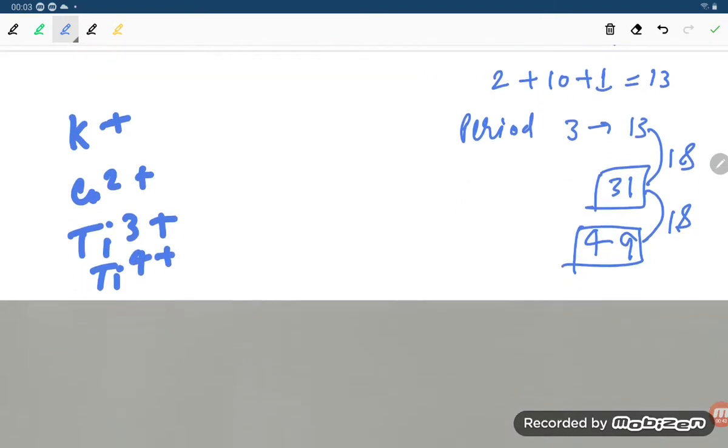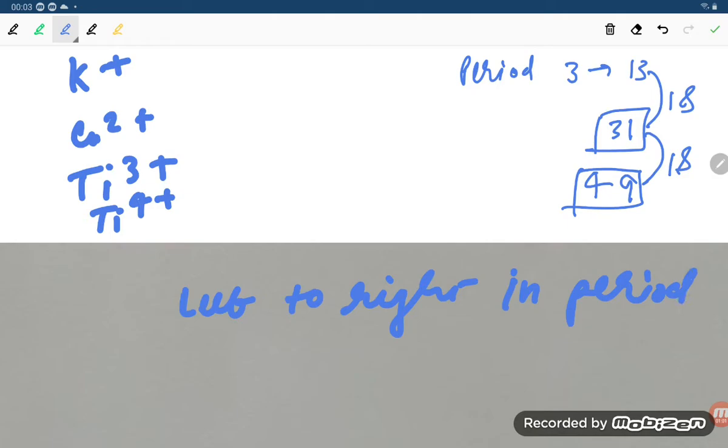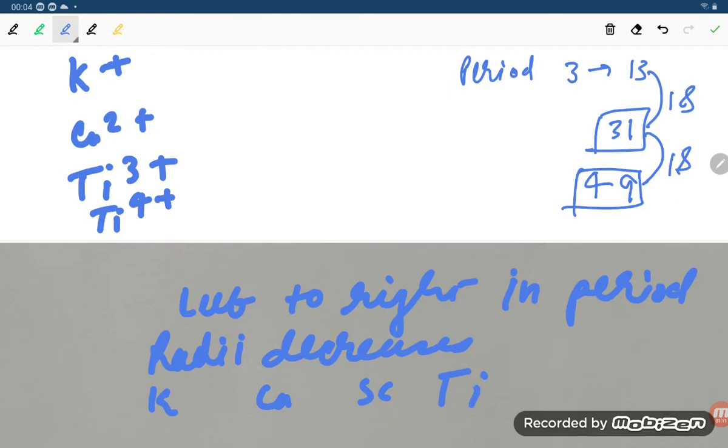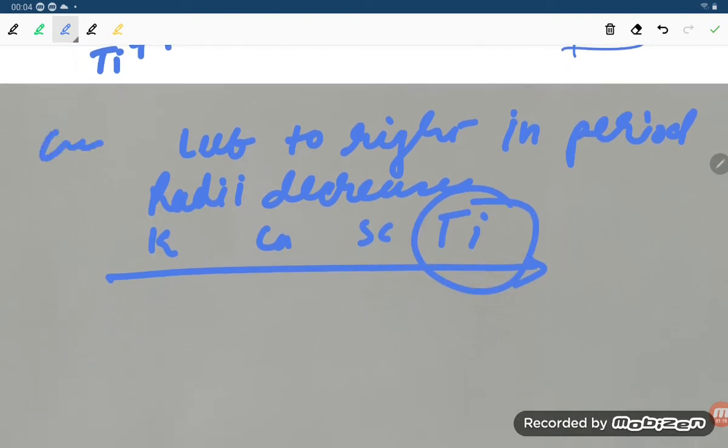Students, when you are moving left to right, you have to keep in mind what is happening. Left to right in a period, radii decreases, right, student? So potassium is there, then calcium, then scandium, and then titanium. Left to right is there. So titanium is very small in size. So this was case number 1.